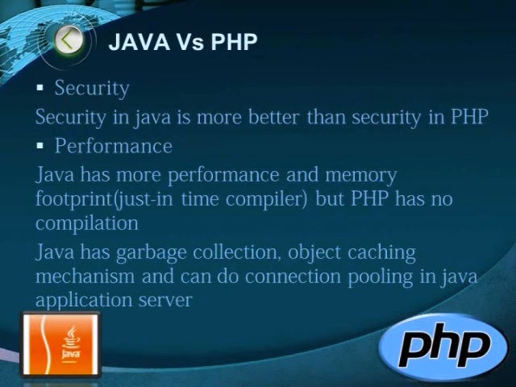The JVM has garbage collection. The JVM has an object caching mechanism. In a Java application server, you could do connection pooling. That is, a pool of connections can be shared by different client requests. In Java, the session is maintained on the server for the client, whereas in the CGI model the session is destroyed each time.